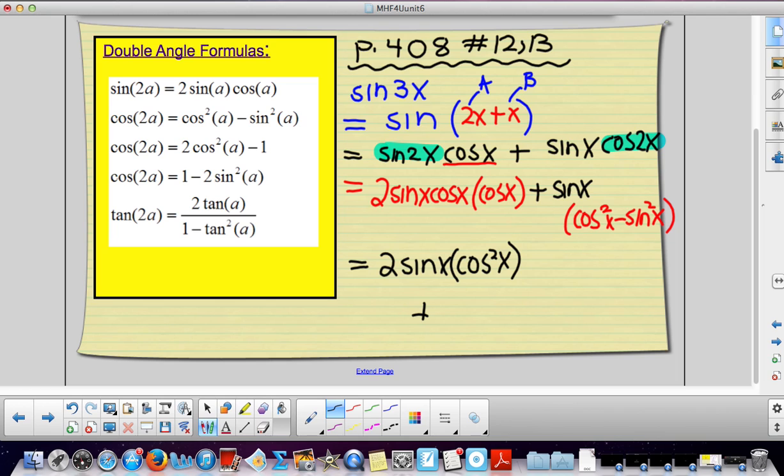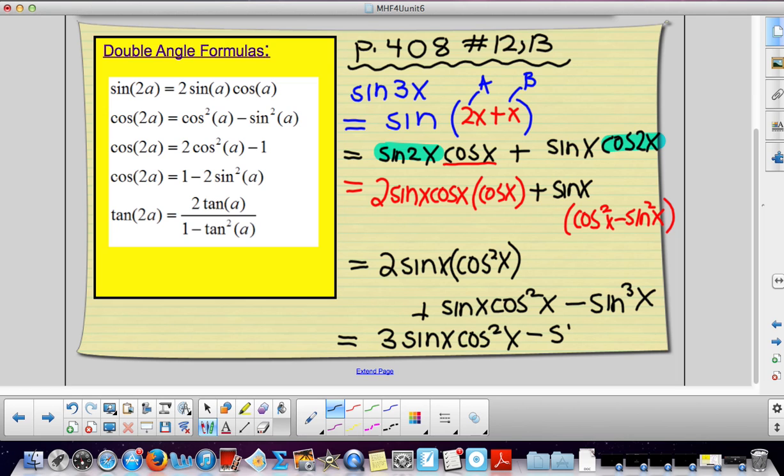When you do the distributive property, that's going to be the same as sine x cos squared x minus sine cubed x. And when you combine like terms, you're going to get a final answer of 3 sine x cos squared x minus sine cubed x.